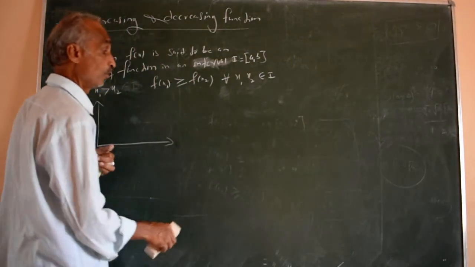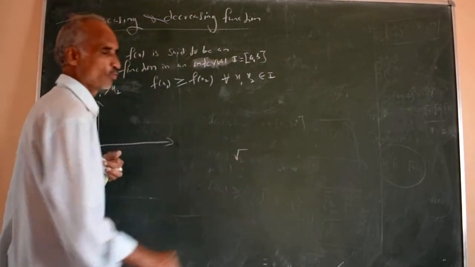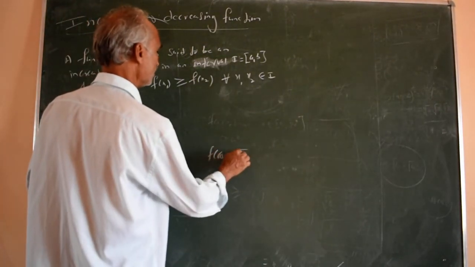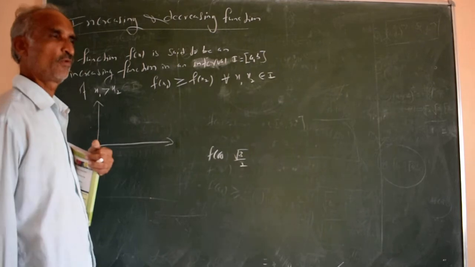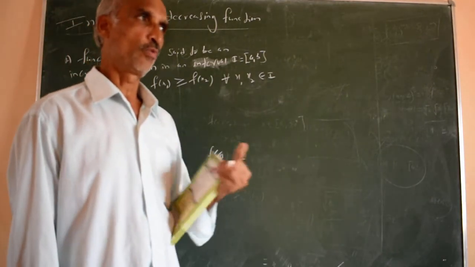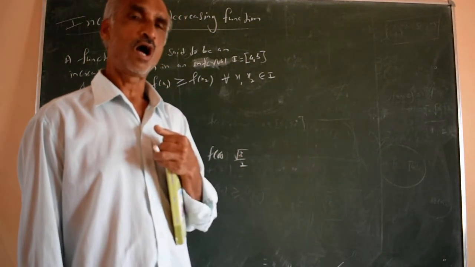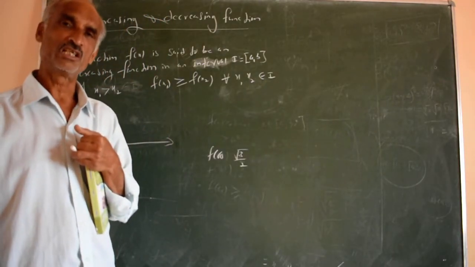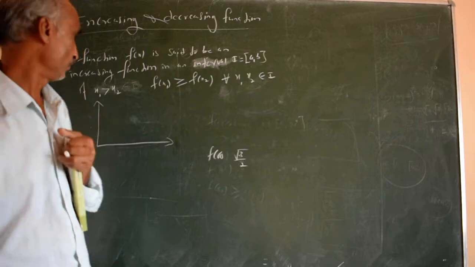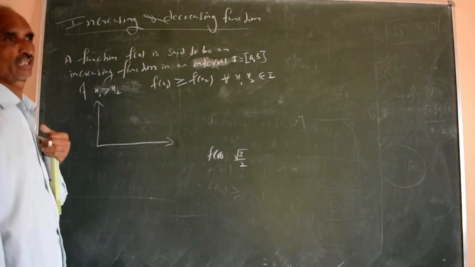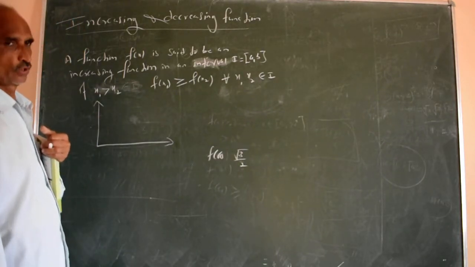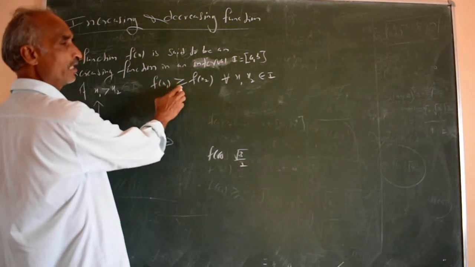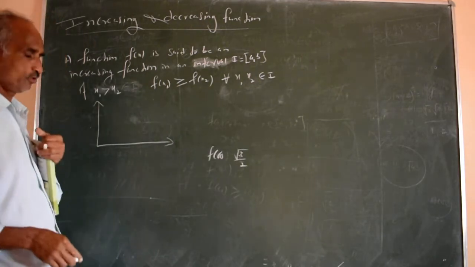F of 60 is sin 60, which is root 3 upon 2. Root 3 upon 2 is somewhat 0.86, and half is 0.5. 0.86 is definitely greater than 0.5. Therefore f of 60 is greater than or equal to f of 30. Anyone holds good. Greater than is enough, and equal to is also enough.